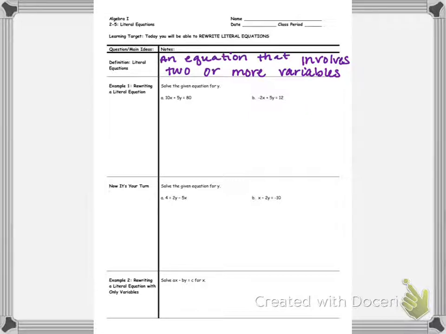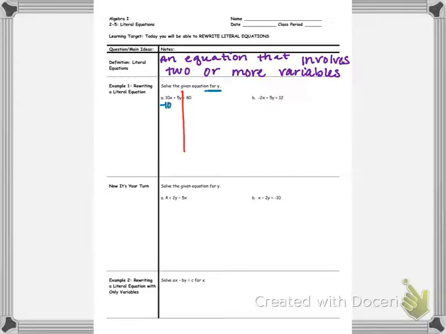So we have our first example, 10x plus 5y equals 80. Solve the given equation for y. And here's where things are similar. So I'm going to draw my line. How I solve for it is the same steps as solving for your multi-step equations. So 10x plus 5y equals 80. And we are solving for y. That means I want to get y by itself.